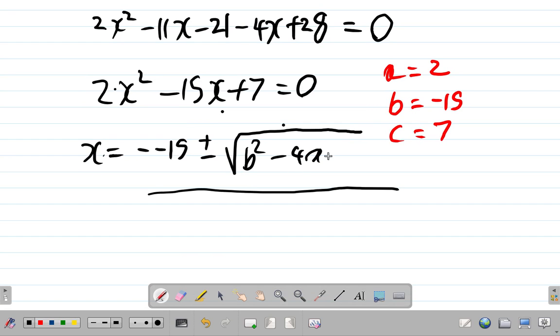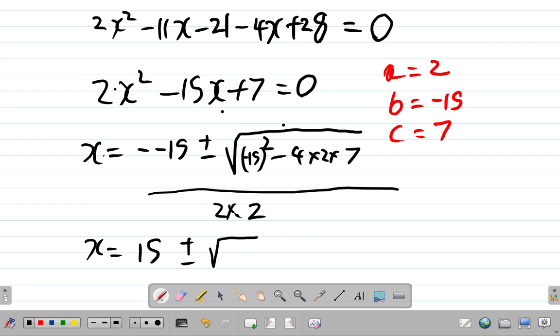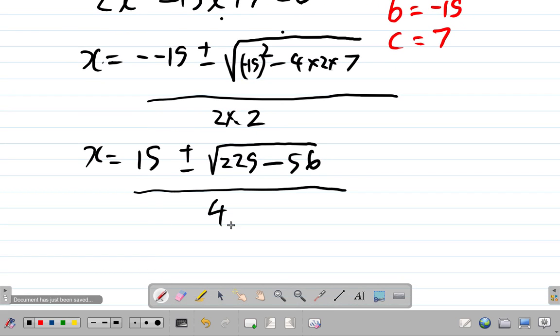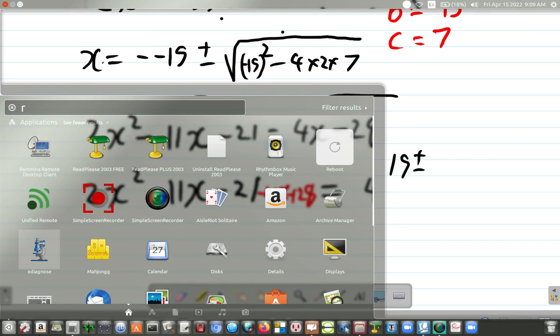Let's just put that in. It says b squared minus 4ac all over 2a, but b is negative 15, so b squared is negative 15 squared minus 4 times a times c. Well, our a here is 2, so it's 4 times 2 times c, which is 7, all over 2 times a. a is 2. So x is negative negative 15, which is positive 15, plus or minus the square root of 15 squared, which is 225, minus 4 times 2 is 8, 8 times 7 is 56. All of this divided by 2 times 2, which is 4, equals 15 plus or minus the square root of 225 minus 56.